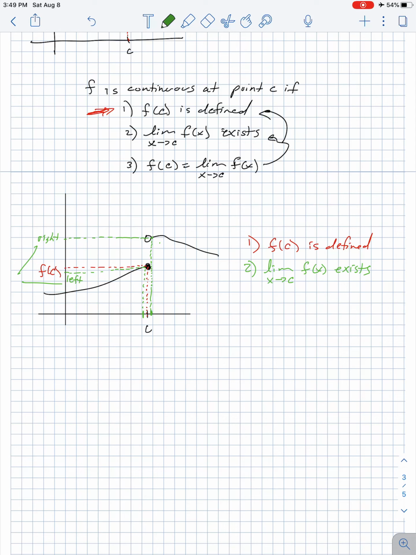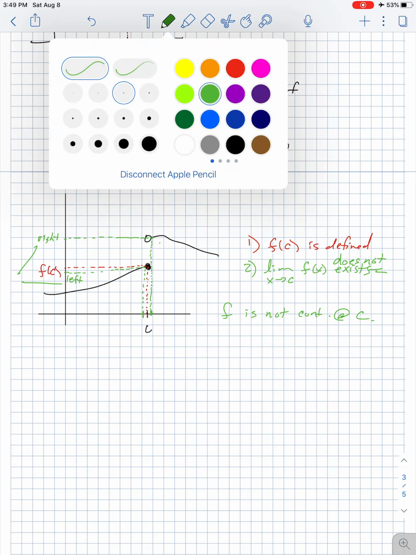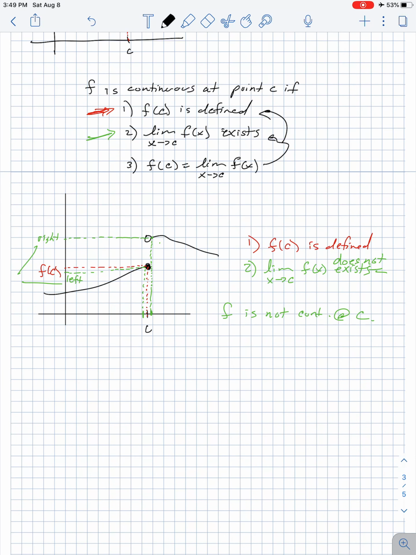Okay, does not exist. So we would say f is not continuous at c. Okay, and obviously you can see it's got a break in it. It's not continuous. All right, so that's the second step. And so the second one is eliminating breaks in the graph. The first one eliminates holes. The second one eliminates breaks. Third, what's the third step do?